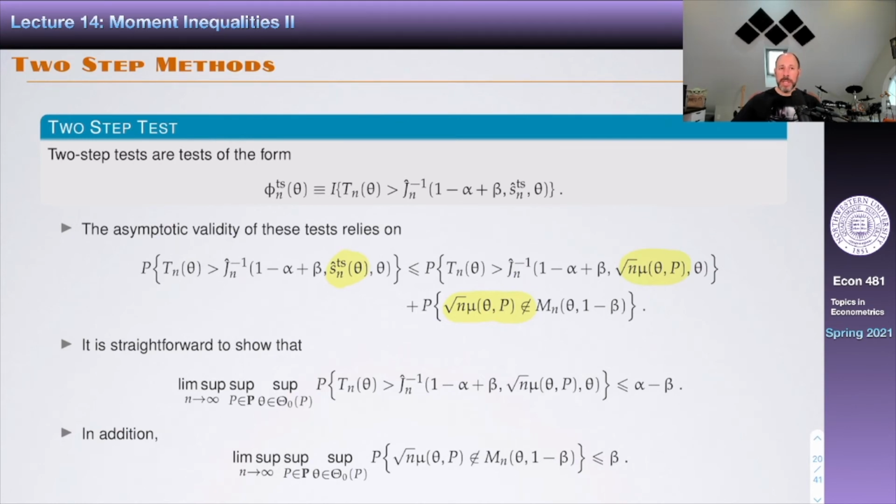But there's a probability that you're going to make a mistake. With what probability do you make a mistake? Well, with probability beta, because you constructed a confidence region with that property. And with what probability are you going to cover the first term? Well, with probability alpha minus beta, because you did a test with level 1 minus alpha plus beta. So this is less than or equal to alpha minus beta plus beta, which is equal to alpha. And the method works.